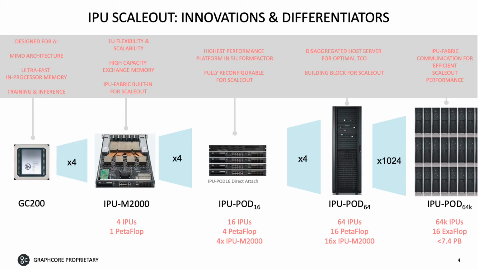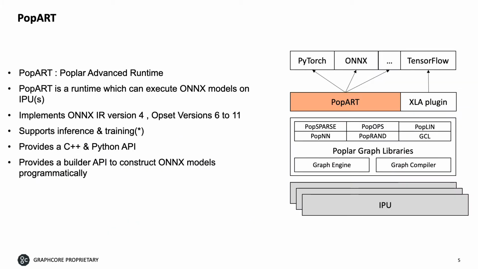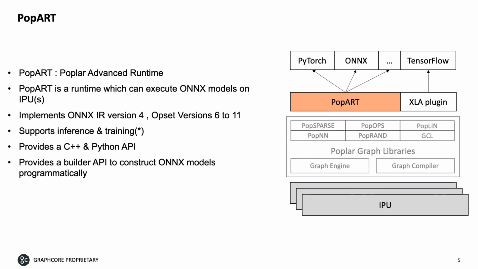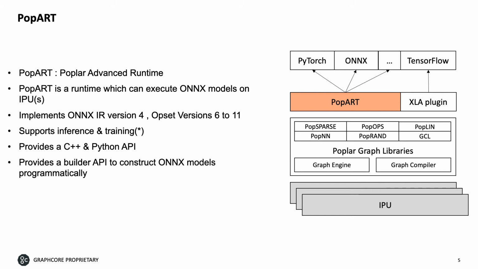We have also announced our new product, the IPU M2000 system, which consists of 4 GC200 IPU processors. Multiple IPU M2000s can be directly connected to build a large-scale IPU pod system. Let's introduce our software stack. The bottom layer is our Poplar graph library, which contains the graph engine and graph compiler. Its upper layer is the framework layer, including the PopART framework and the XLA plugin for supporting TensorFlow.